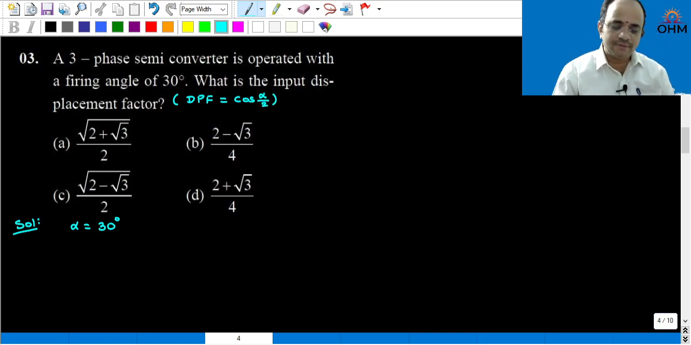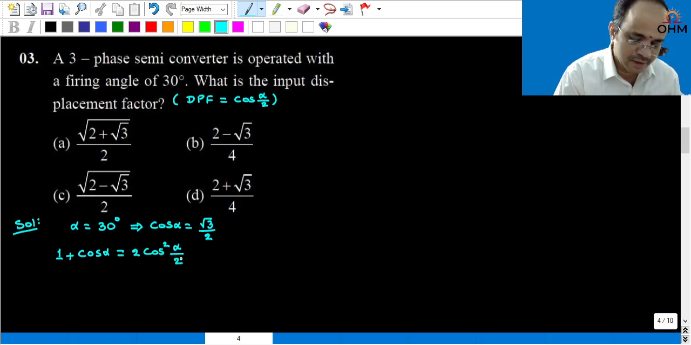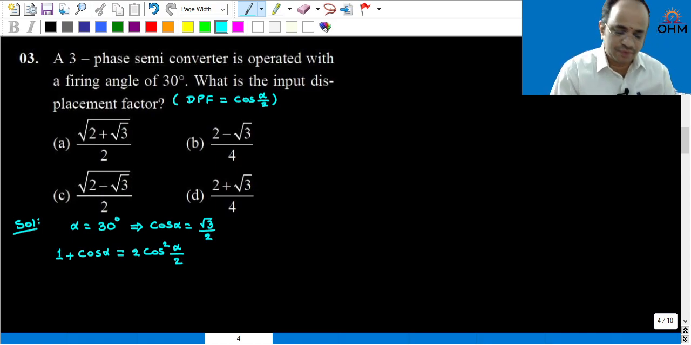Alpha is given, therefore cos alpha is equal to cos 30, that will give you root 3 by 2. Now based on simple trigonometric formulas, we know that 1 plus cos alpha is equal to 2 into cos square alpha by 2.